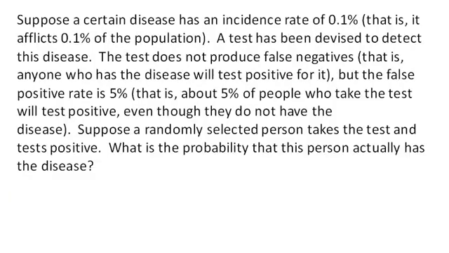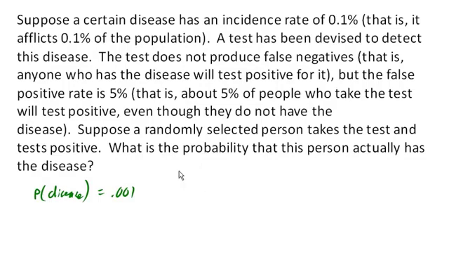So now we're going to look at a more complicated testing situation, and this one fouls doctors up, so we'll walk our way through this. Suppose a certain disease has an incidence rate of 0.1%, that is, it afflicts 0.1% of the population. In other words, the probability of having this disease is 0.001. A test has been devised to detect this disease. The test does not produce false negatives. In other words, anyone who has the disease will test positive for it.